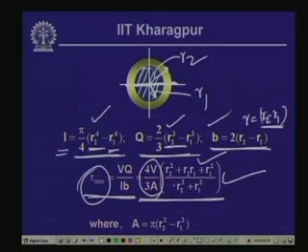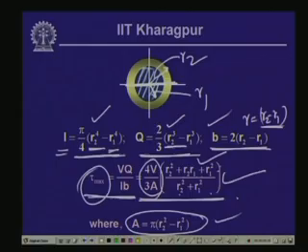So, the factor which modifies 4/3 V by A is r2 square plus r2 r1 plus r1 square by r2 square plus r1 square, where the area is equal to pi times r2 square minus r1 square.